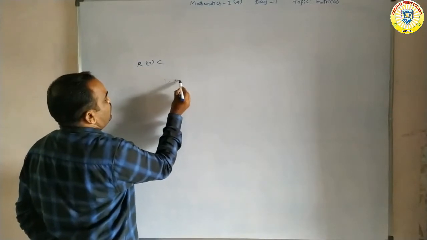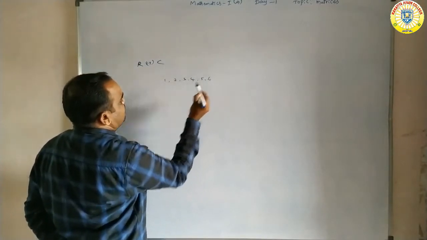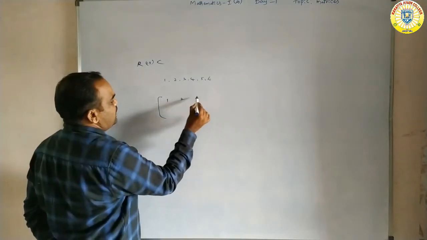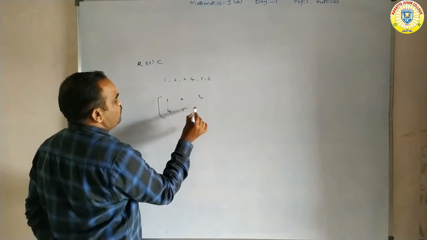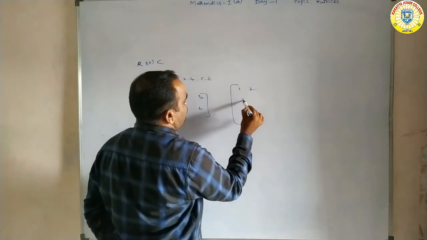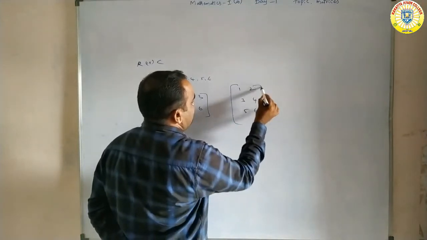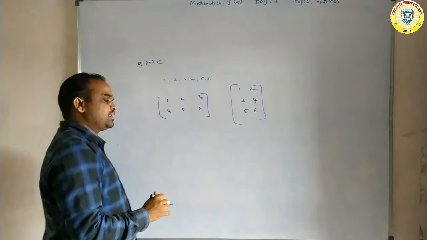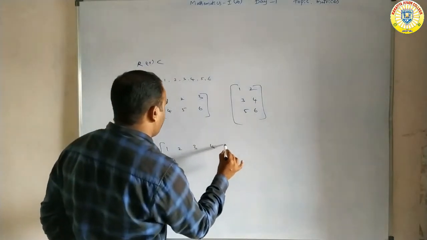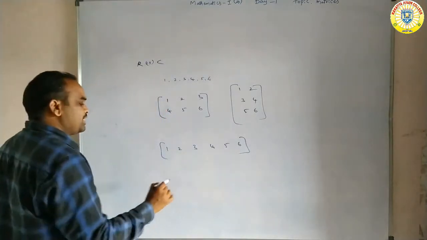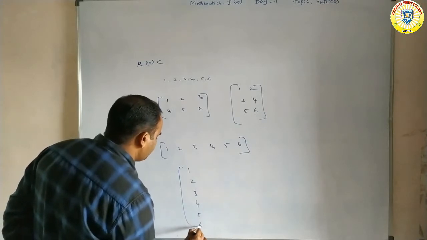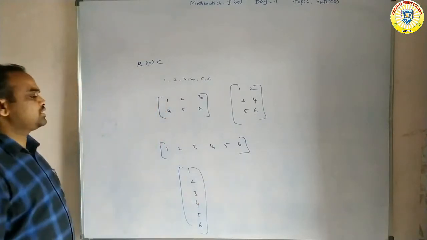Suppose, for example, 1, 2, 3, 4, 5, 6 are the elements. These real numbers we are arranging in horizontal and vertical form like this: 1, 2, 3, 4, 5, 6. Otherwise, here 1, 2, 3, 4, 5, 6. There is a horizontal line and a vertical line. Otherwise, we can write like this: 1, 2, 3, 4, 5, 6. This is also a matrix. Here, this is also a matrix. 1, 2, 3, 4, 5, 6. This is also a matrix.